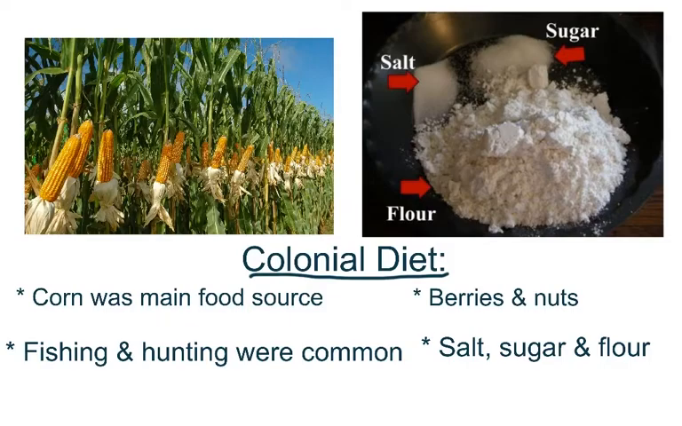Now, the colonial diet was very different from what we eat today. There's no Chick-fil-A back then, right? Corn was the main food source for them. They also depended greatly on fishing and hunting. They also gathered and ate a lot of berries and nuts. As we can see here, salt, sugar, and flour were other food choices that helped them survive.